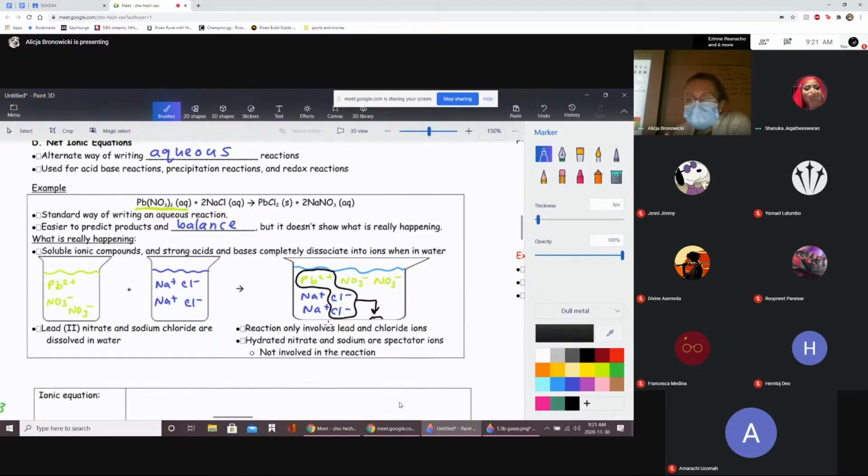Now, the sodium and the nitrate, notice how it's aq? They stay dissolved. So my 2 sodiums stay dissolved and my 2 nitrates stay dissolved. The reaction happens between lead and chloride. My other ions are called spectator ions. They're not involved in the reaction, like if you have a hockey game and spectators are watching, they're present, they're just not involved in the game.